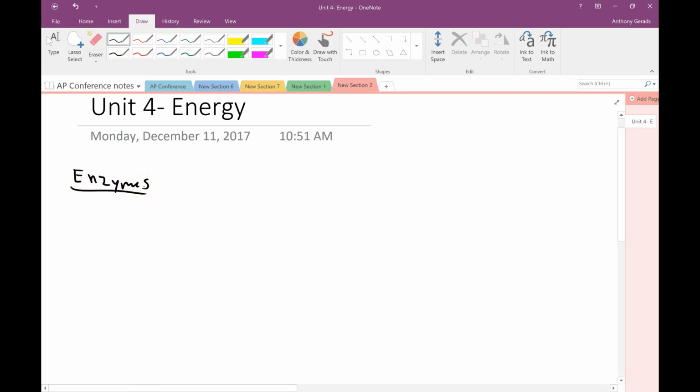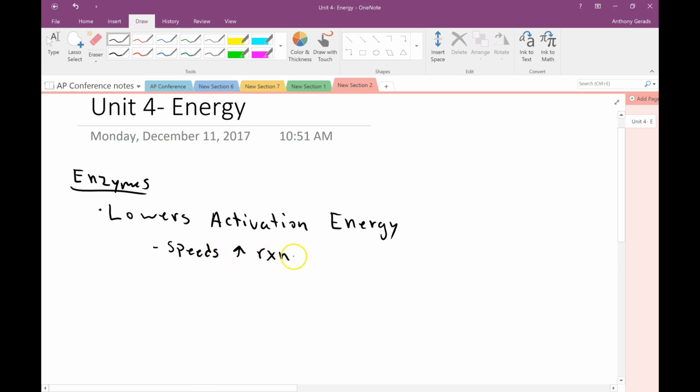They have one big function. So the main function of an enzyme is to lower something. Anyone remember what it lowers? The reaction. Lowers activation energy. And so by doing that, it speeds up reactions. I'm going to put RxNs, that's an abbreviation for that.